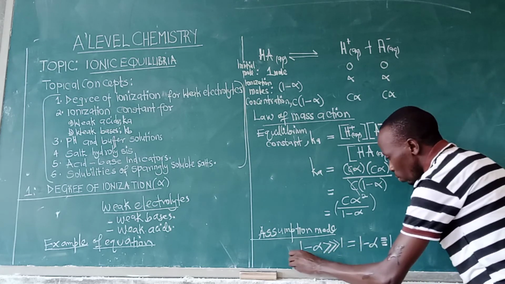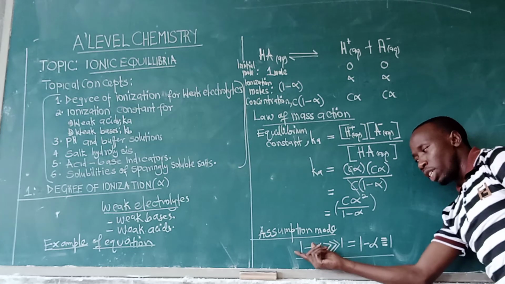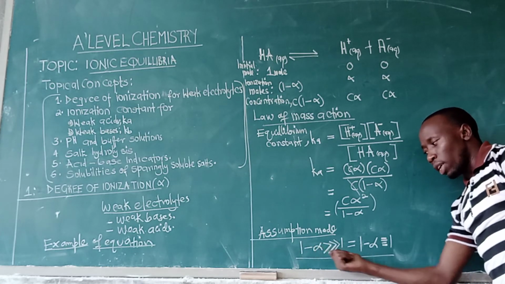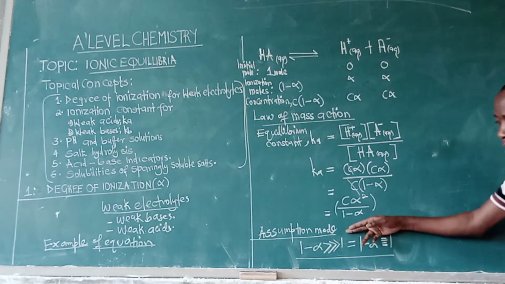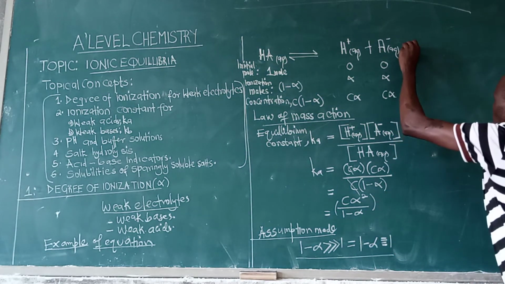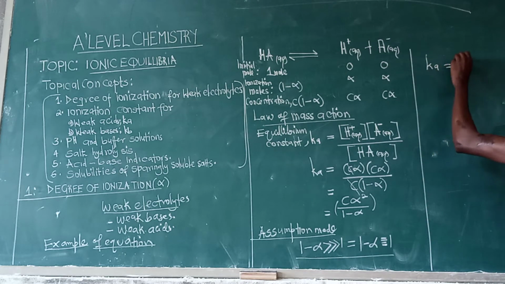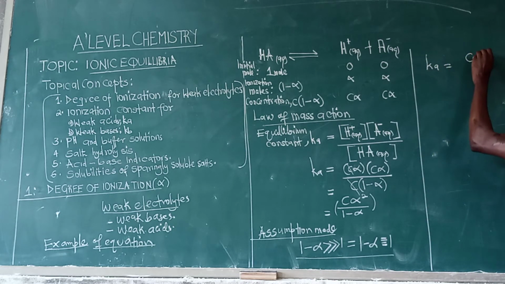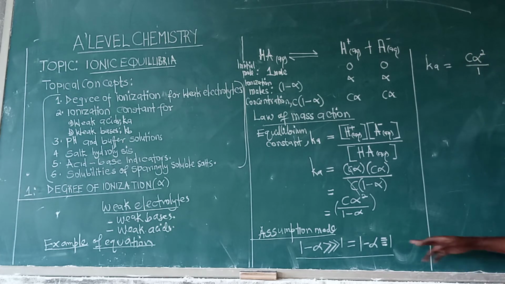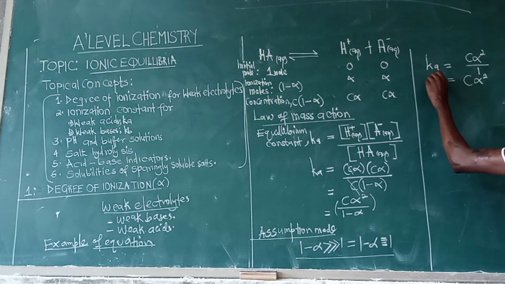Now, what do we take from here? This is the assumption that the concentration or the number of moles, when we take away the alpha, is almost the same as 1. And that's why we shall have this one equal to this. Therefore, we shall come up with Ka equals C alpha square over 1, because we have equated it to 1. And therefore, Ka is going to be C alpha square, which is now our finding.